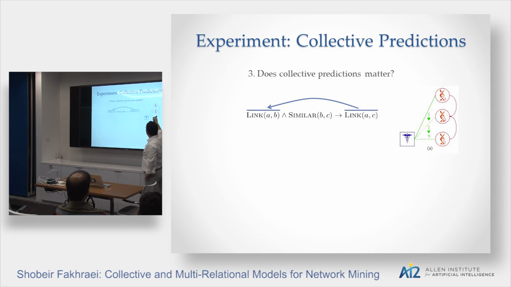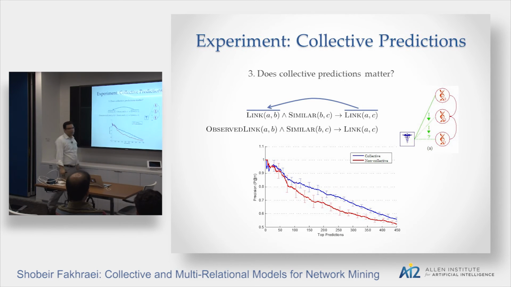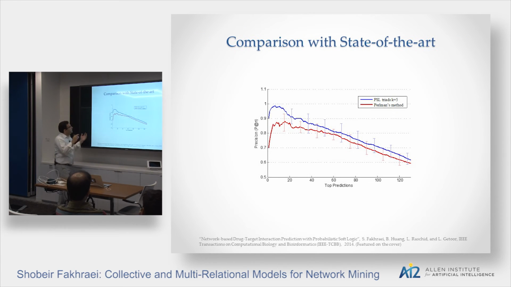first evidence, and then we can propagate this down and use the value inferred here again. To block this, we can write a rule that makes predictions based only on observed evidence. So this will not happen, only this will happen. You can see that the collective version outperforms the non-collective version. So we showed that using multiple similarities works better, and using joint inference works better. We compared it to the state-of-the-art method in that domain and got better results. This paper got good attention and was featured on the cover of IEEE TCBB.